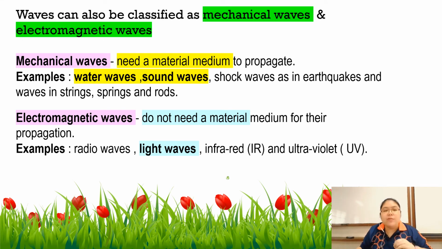The second type is the electromagnetic wave. Electromagnetic waves do not need a medium. Even in a vacuum, they can still travel. Examples are radio waves and light waves. Normal light waves, infrared and ultraviolet are all electromagnetic waves that do not need a medium but can still travel. So, mechanical waves and electromagnetic waves.